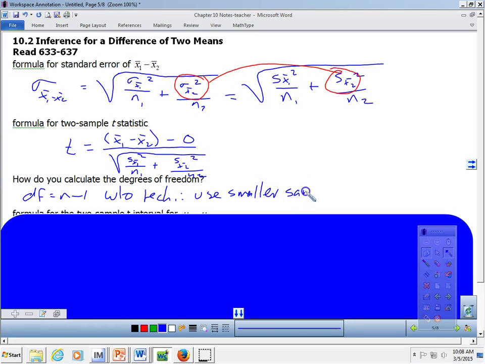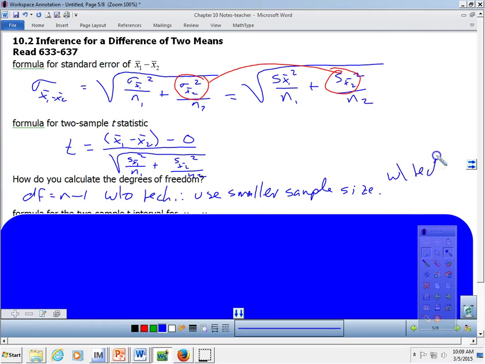Smaller sample size leads to a more conservative approach. If you look in your table B, as your degrees of freedom get smaller and smaller, your t values, your critical values, become bigger and bigger, creating a bigger margin of error for your intervals. And so it's a little bit more conservative that way. We want to make sure we're capturing, so to be more conservative, we have to make our interval bigger. Without technology, we're going to use the smaller sample size.